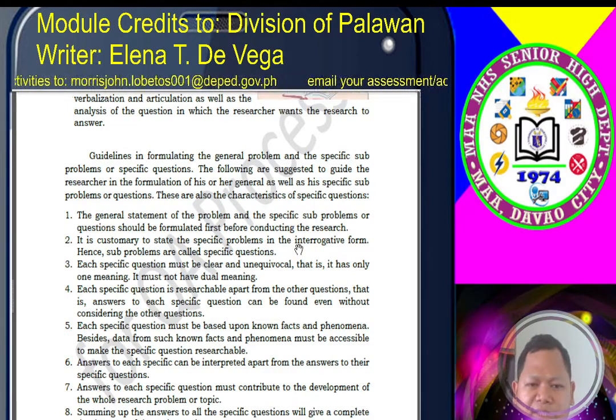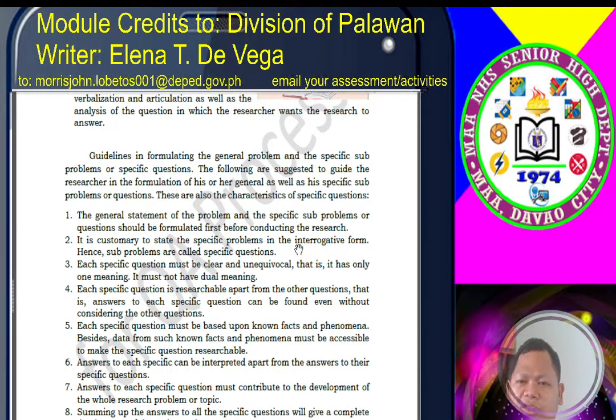Number seven, answers to each specific question must contribute to the development of the whole research problem or topic. Take note, your research questions must contribute to the development of the whole research problem. If your questions are nonsense, superficial, or shallow, and can be answered only by yes or no, do not make that type of question because it's very useless.